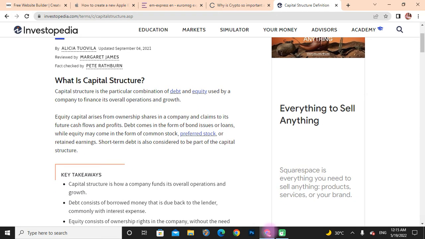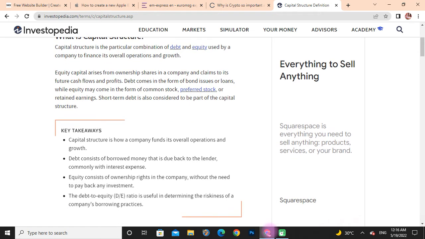Capital arising from ownership share is a company's claim to its future cash flows and profits. Debt comes in the form of bonds issued or loans, while equity may come in the form of stock, preferred stock or retained earnings. Debt is also considered to be a part of a capital structure.